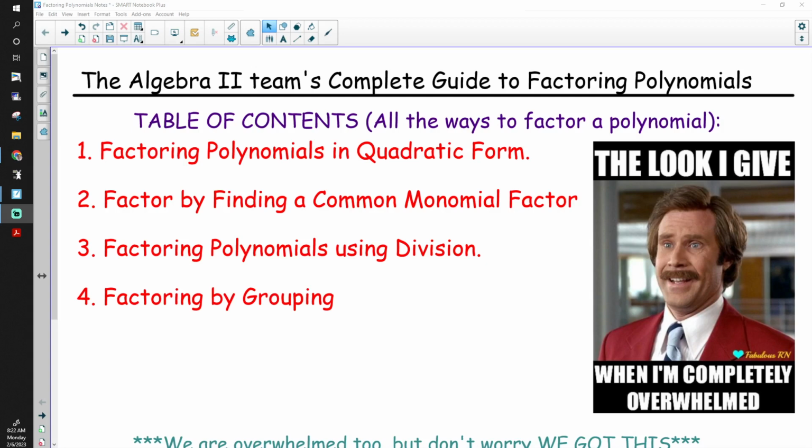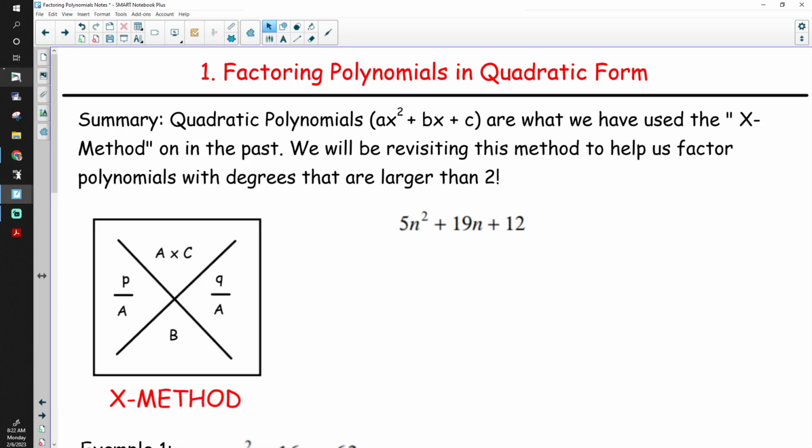The first 2 methods we are going to go over today are factoring polynomials in quadratic form, which we know how to do, which is the x method, and then factoring using what's called a common monomial, which is a lot like a greatest common factor. Later this week, we'll use long division to factor, so we did learn long division for a reason. It helps us factor. And then finally, we'll learn factoring by grouping. So these are the 4 things we need to know. We'll go through them one at a time. Okay, first one, flip your page, is factoring polynomials that are in quadratic form.